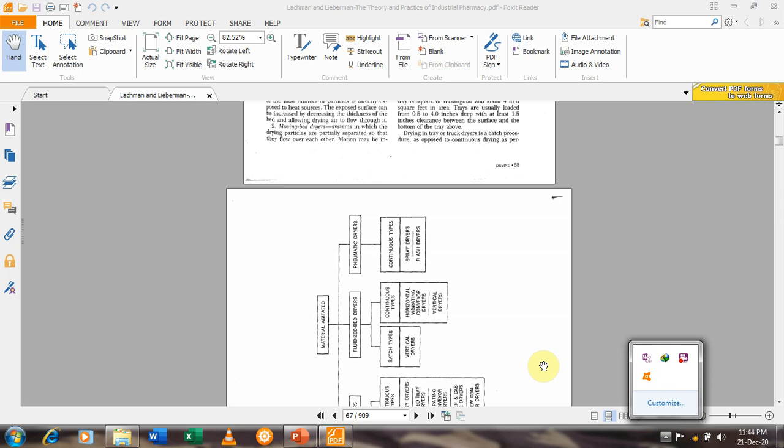We can classify it into material agitated or material not agitated, and the main classes are four, including the static bed dryer, moving bed dryer, fluidized bed dryer, as well as the pneumatic dryer, along with the mechanism and batch types and continuous types of the dryer and the relevant class of dryer.